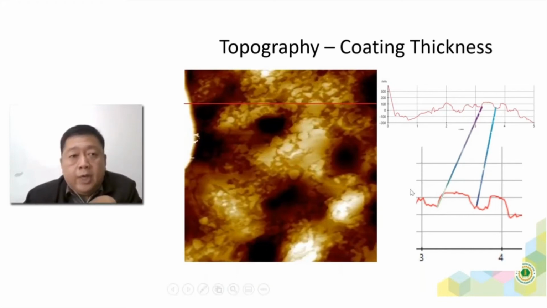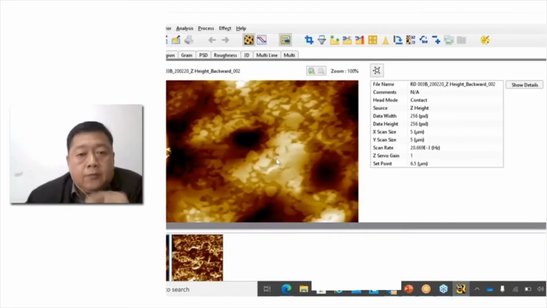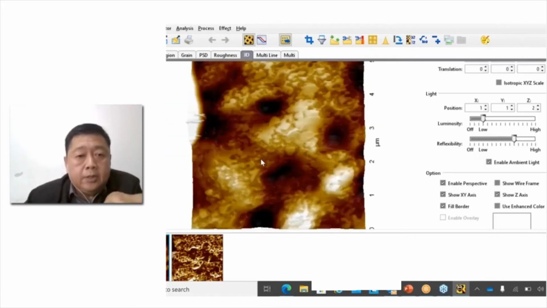Okay, now let me show you the software. This is the software we are using for the measurement just now. This is the 2D image, and the 3D image is like this. You just click 3D, and then you can see it here. Double click, and you go back to the 2D, and then you just drag.